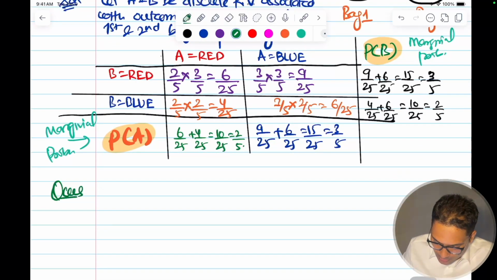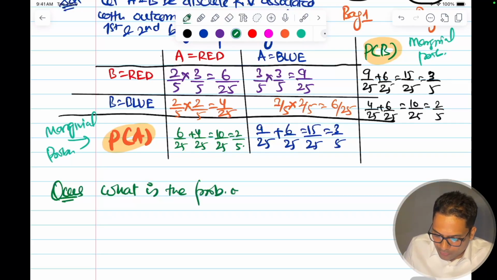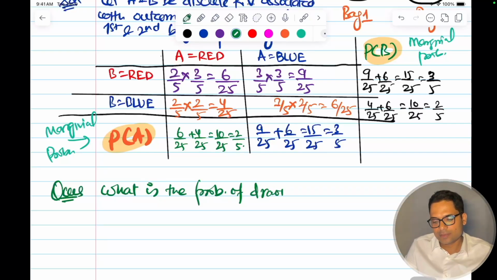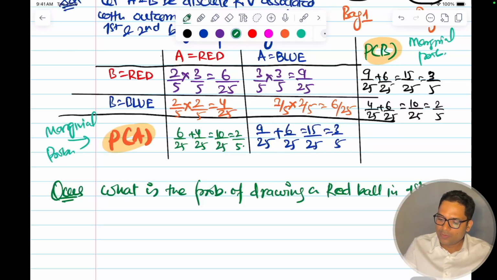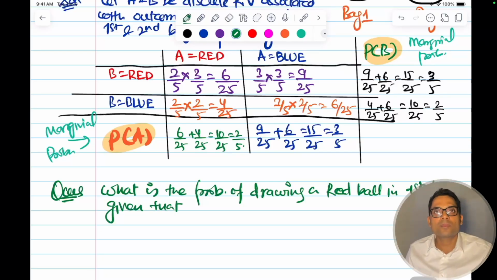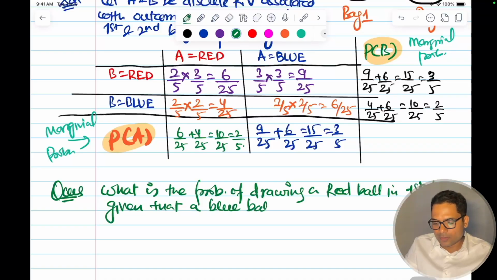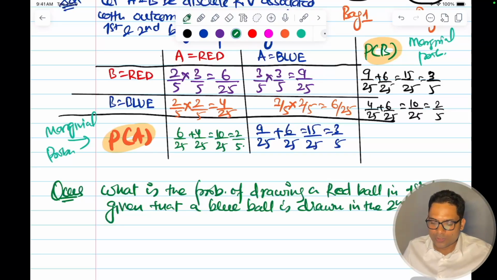So my question here is, what is the probability of drawing a red ball in first draw, given that a blue ball is drawn in the second draw. So what was the random experiment here?